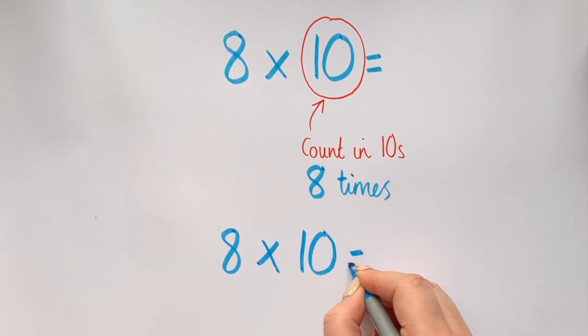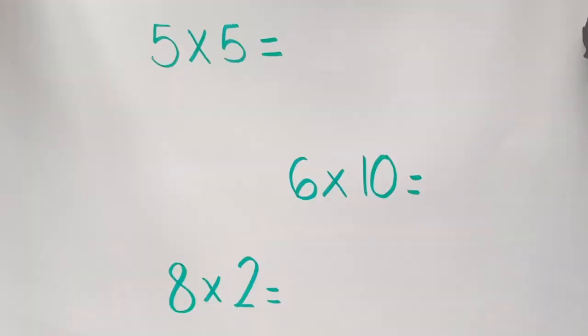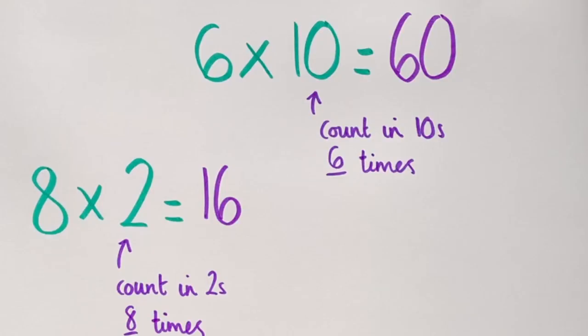Do you think you're ready for a challenge? Pause the video and have a go at these three number sentences and we'll have a check in a moment. Don't forget, you're looking for the number you can count in and the other number in your number sentence will tell you how many fingers you've got to count until. Have a go. Here's your check. 5 times 5 equals 25, 6 times 10 equals 60, and 8 times 2 equals 16. How did you get on, Year 2?